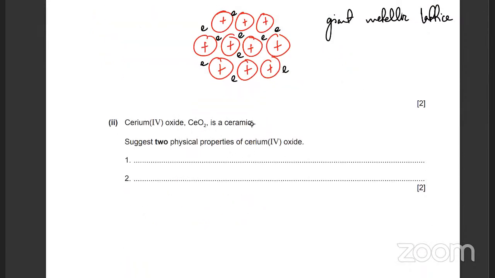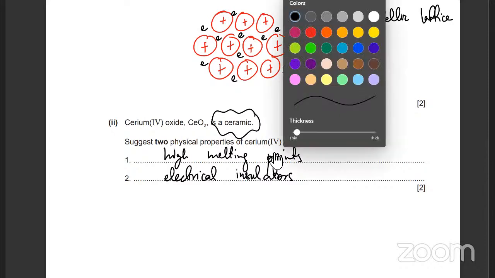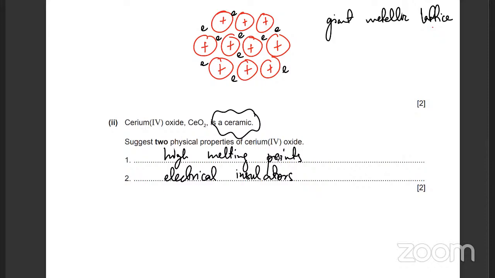I said ceramic. What are the two or three properties of a ceramic material? They've got high melting points, and they are electrical insulators. And structurally, they're very strong. A lot of substances could have high melting points, but structurally they could be weak. Like graphite has a very high melting point, higher than diamond, but it's structurally very weak. It's soft because it's in the form of sheets.